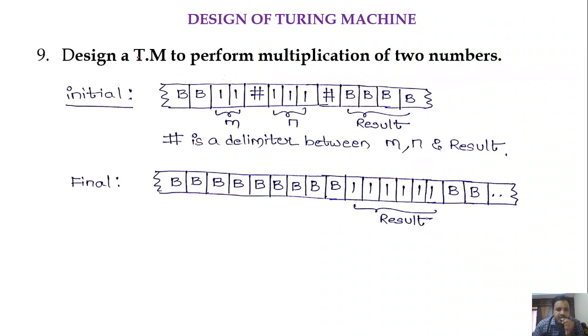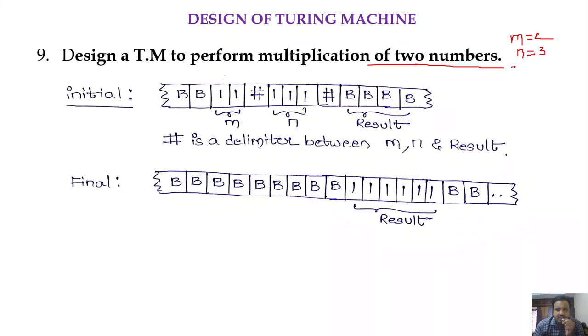Here we have to construct the Turing machine to perform the multiplication of two numbers. So how do we implement the logic for this particular operation? Let me consider the input m is equal to 2, and another input, another number, n is equal to 3.